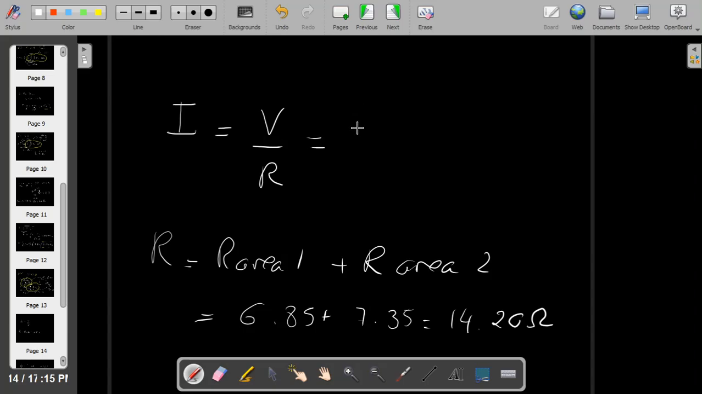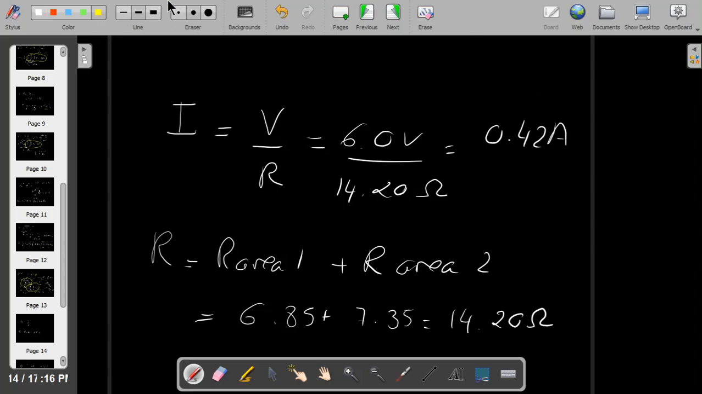Now I have everything I need to put in this equation. The volts were given to you, 6.0 volts, and the resistance you calculated, 14.20 ohms. Do the math, and you should find a current of 0.42 amps. And that was your answer. All done with this one. Let's move on to number 7.